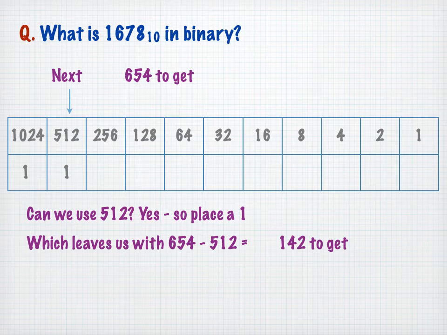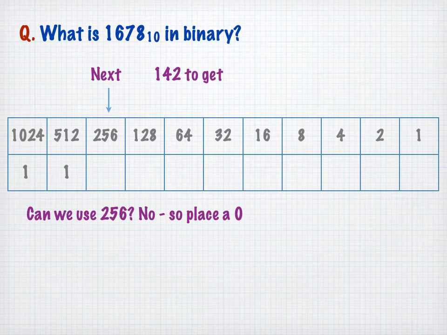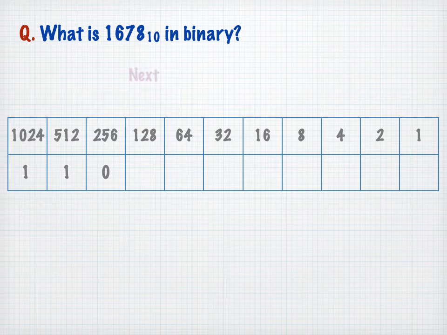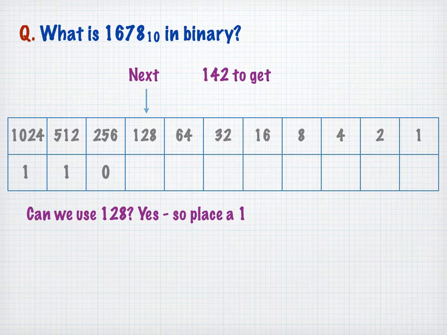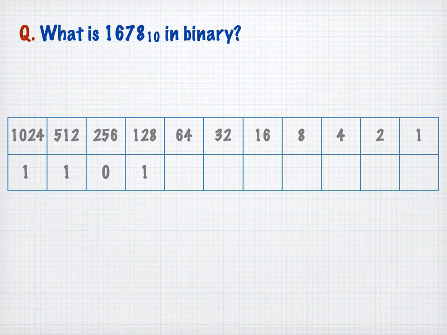So now we move on and we need to find 142. 256 is bigger than 142, so we can't use that. So we just simply place a 0. Keep going. Still got 142 to get, so we move on to the next column, which is 128. And 142 is bigger than 128, so we can place a 1 in here, which would mean that we need 14 more from these remaining columns. So we just keep going.